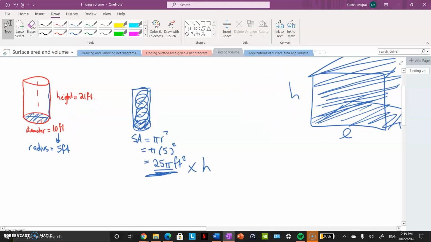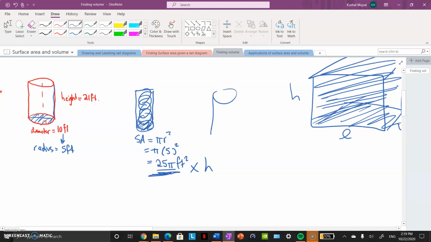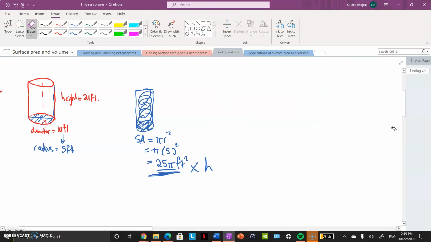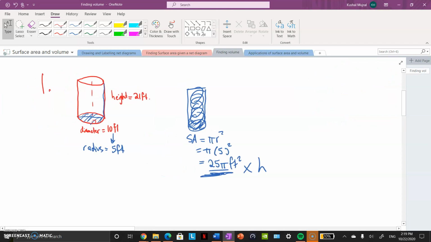layers. So here, same with the cylinder, we find the surface area of the bottom, then we multiply it by the height, just like if we were to stack a bunch of disks, then we'd end up with the volume of the cylinder. Okay? So, let's take 25 pi and then multiply it by the height, which is 21 feet. This is in feet squared.